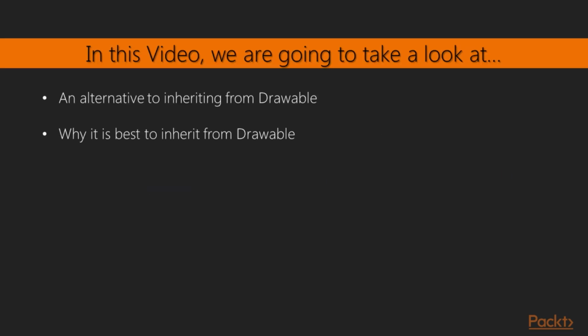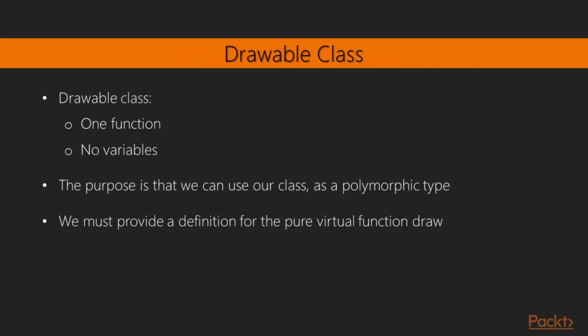In this video, we're going to take a look at an alternative to inheriting from Drawable and why it is best to inherit from Drawable. The Drawable class has just one function. It has no variables either. Furthermore, its one and only function is pure virtual. This means that if we inherit from Drawable, we must implement its one and only function.